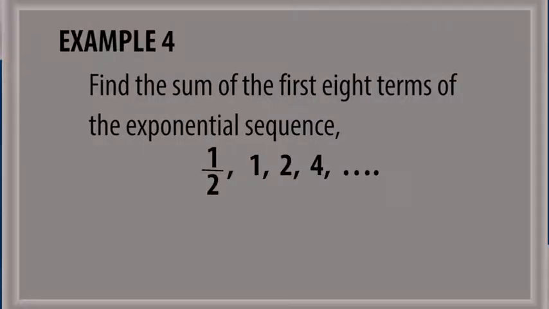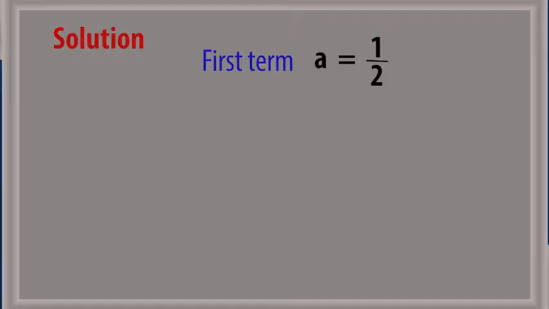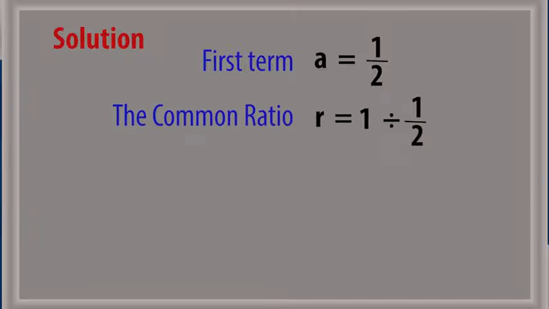Find the sum of the first 8 terms of the exponential sequence 1 over 2, 1, 2, 4, and so on. Now, from the sequence in this question, the first term is equal to 1 over 2. And the common ratio is equal to 1 divided by 1 over 2, which is the same as 1 times 2 over 1, and that is equal to 2.